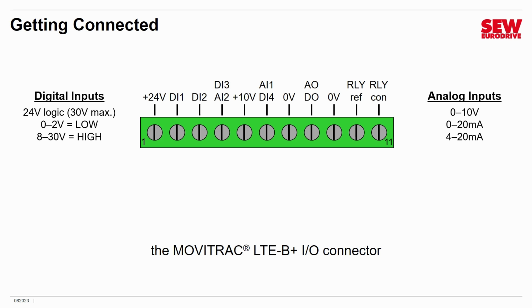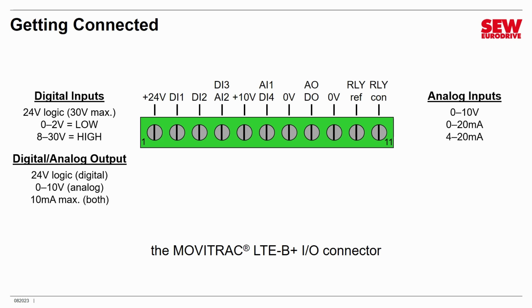The analog inputs can accept a variable voltage between 0 and 10 volts, or a current between 0 and 20 milliamps or 4 and 20 milliamps. These are all common standards for various industrial devices. The digital analog output, when it's operating in digital mode, will also follow 24-volt logic conventions, but if you configure it as an analog output, it will provide a 0 to 10-volt voltage output. Regardless of which mode it's in, you should never draw more than 10 milliamps from this particular output.